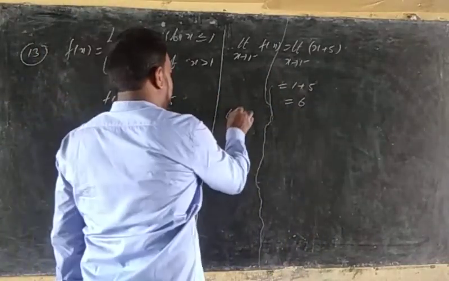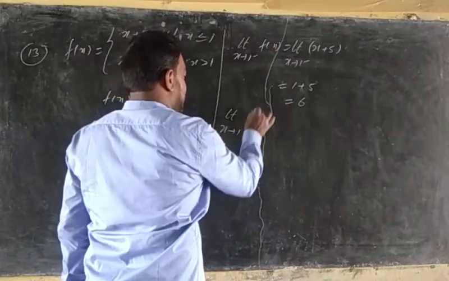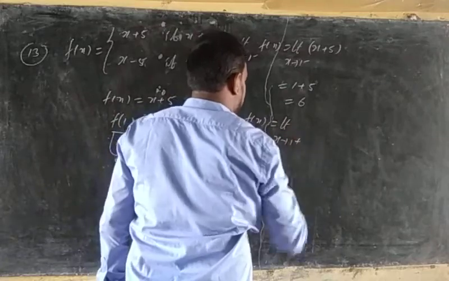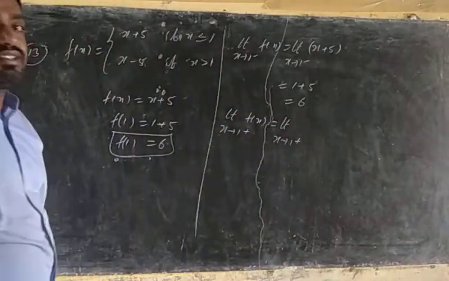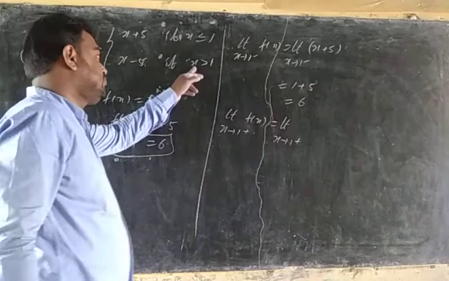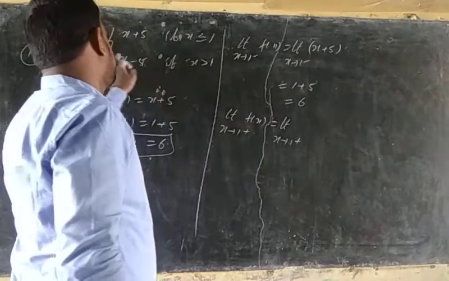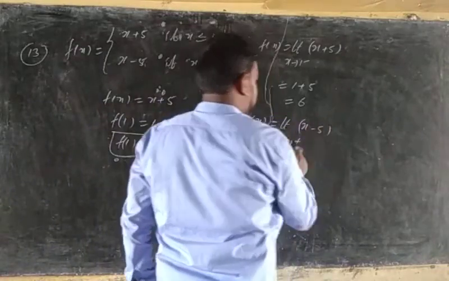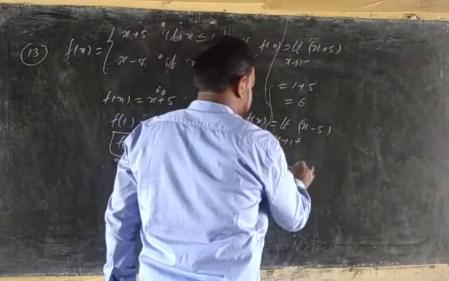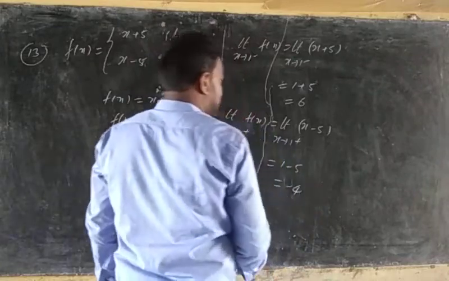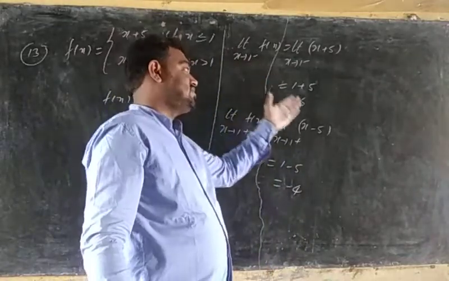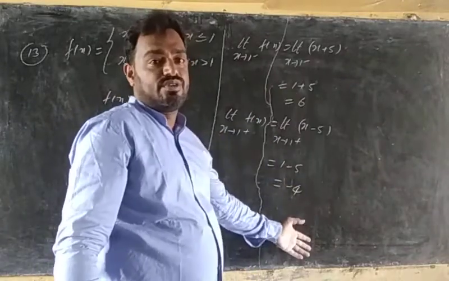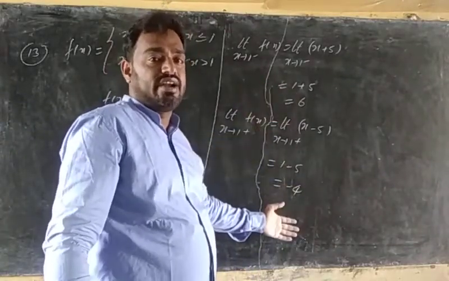Now we are finding the right hand limit. Limit x tends to 1 plus of f of x. 1 plus means x is greater than 1. When x is greater than 1, f of x is defined by x minus 5. Now substitute x equals 1. 1 minus 5 is equal to minus 4. Here you see left hand value is 6, right hand value is minus 4. 6 is not equal to minus 4. Left hand value is not equal to right hand value.